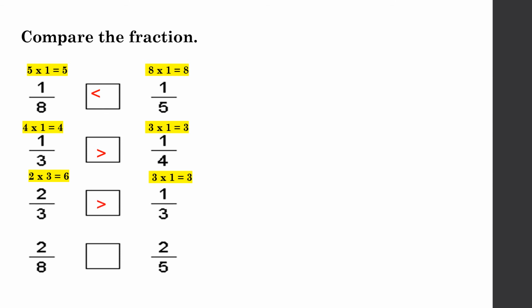Now 2/8 and 2/5. Here one has denominator 8, the other has 5. Now which is greater? So you will do cross multiplication. Multiply the numerator of the first one with the denominator of the second one. 2 into 5, that is 10. Now the denominator of the first one will get multiplied with the numerator of the second fraction. So 8 2s are 16. So which is greater, 10 or 16? 16. That means 2/5 is greater than 2/8.